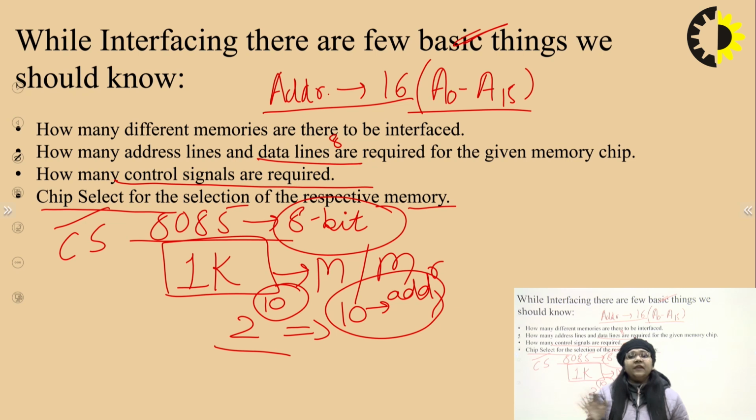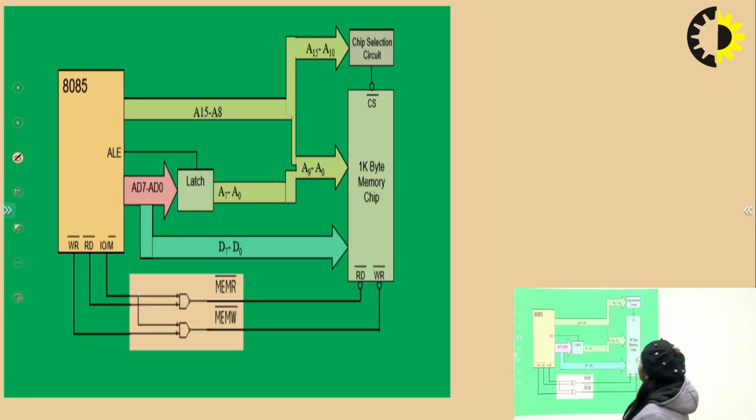For example, I have 4 chips and I want a particular chip to interface with the microprocessor. Then what is the criteria? What is the procedure by which I can select that particular chip? For that, there is a pin, chip select. This chip select will be there in the ROM or RAM itself, as we will see in the next slides. So this will be the final model which we'll be getting.